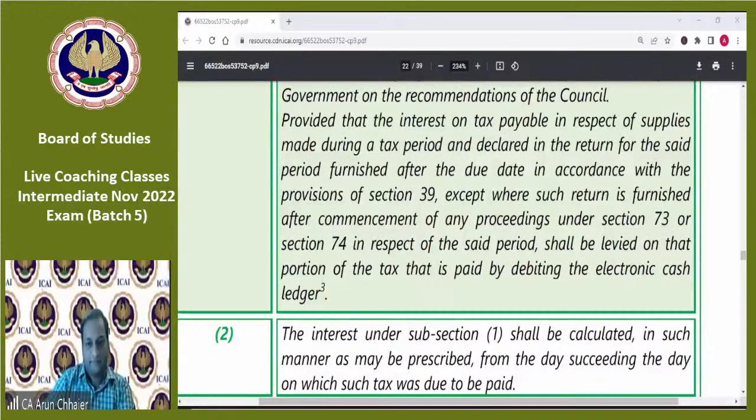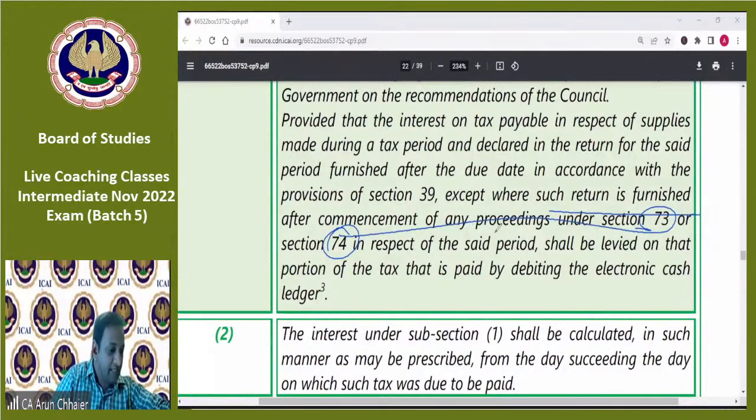Except where the return is furnished after commencement of proceedings under section 73 or 74. Now the department has initiated the proceeding.